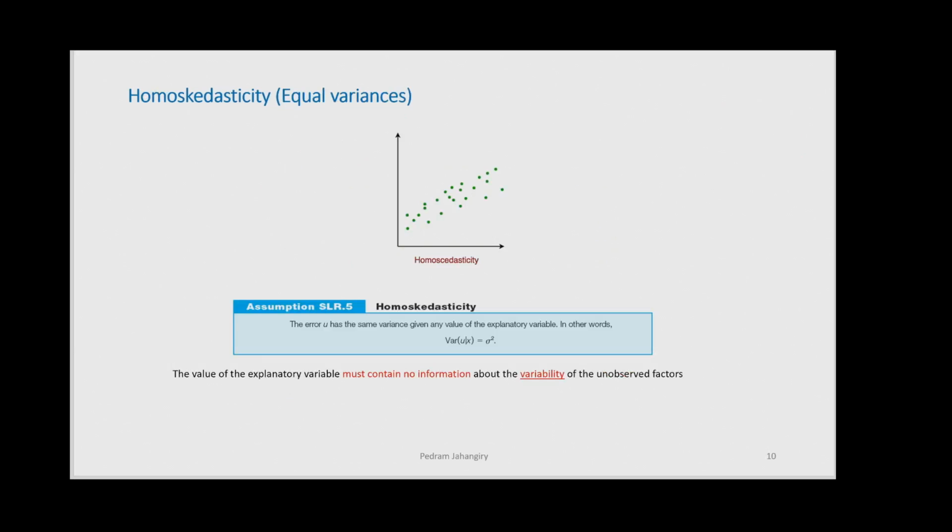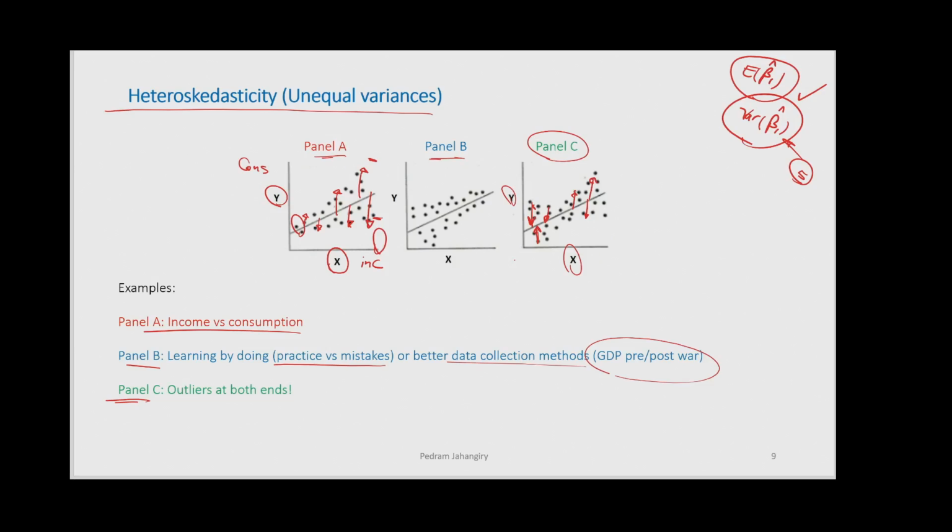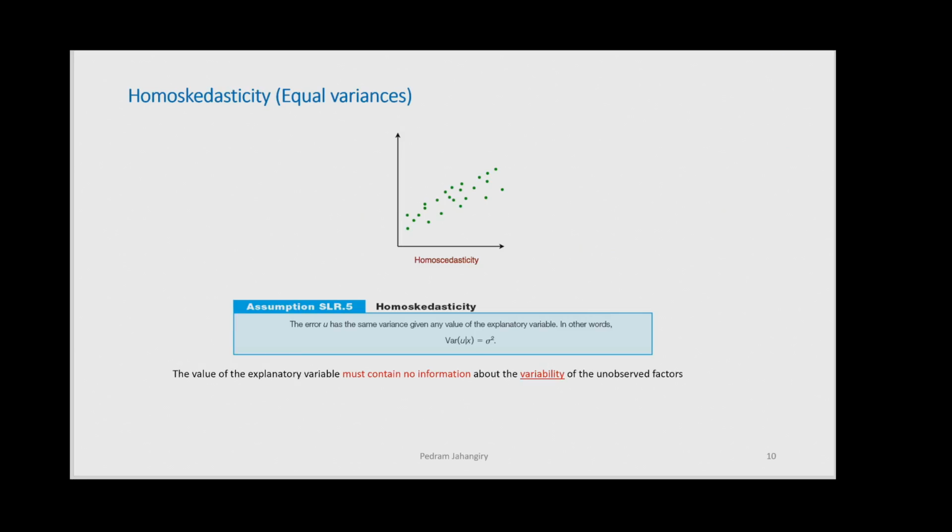All right. So we know what heteroskedasticity is. Homoscedasticity is the opposite. It says that the variance is constant for different levels of x. See, the variance doesn't increase or decrease. So this is called homoscedasticity.